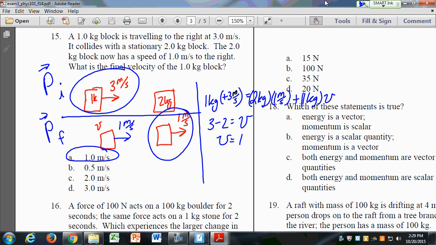This is the second block actually, 2 kilograms times 1 meter per second plus 1 kilogram times the velocity that we didn't know yet, so this. And then I solve for V. Initial momentum equals final momentum. You have two objects that are colliding. Okay?